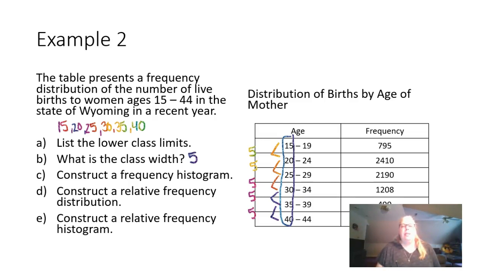Okay, now part C is asking us to construct a frequency histogram. All right, and I'm going to do that on the blank slide next. But before we do, we need to pick out our lowest frequency over here, and our maximum frequency so we can figure out how to scale the Y axis there. All right, so our minimum is going to be down here at 109. And our maximum over here looks like it's going to be this 2,410.